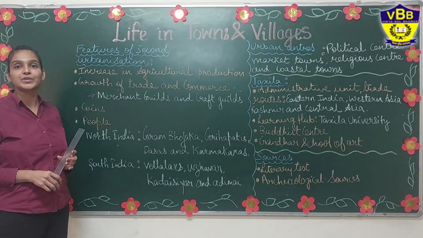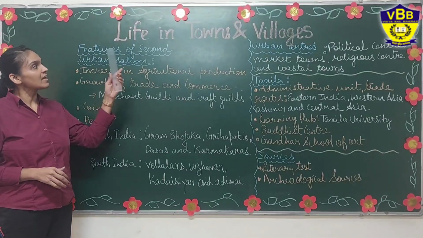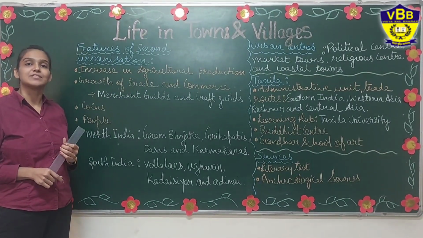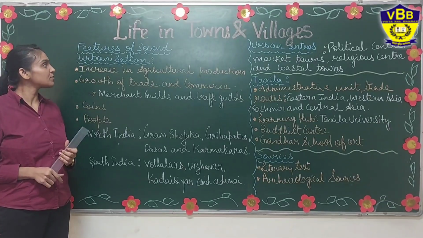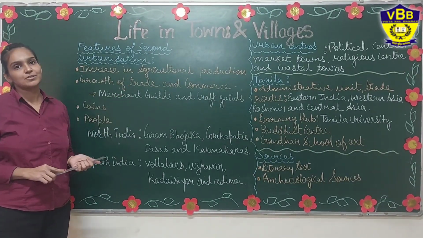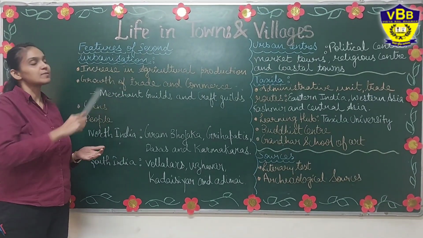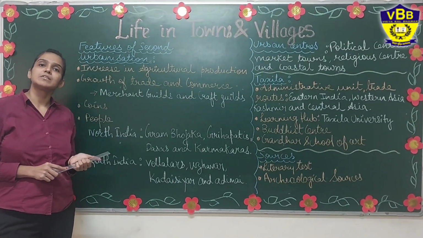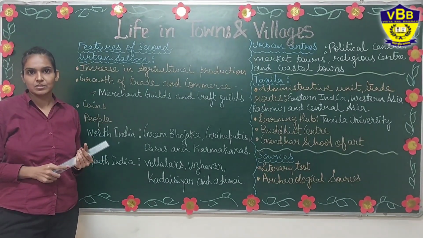Today we are going to read a very interesting topic, life in towns and villages. The scene is set in the 6th century. In this chapter we will read about second urbanization. So if there is second urbanization, there must be first urbanization also. So first of all we will know the meaning of the word urbanization.